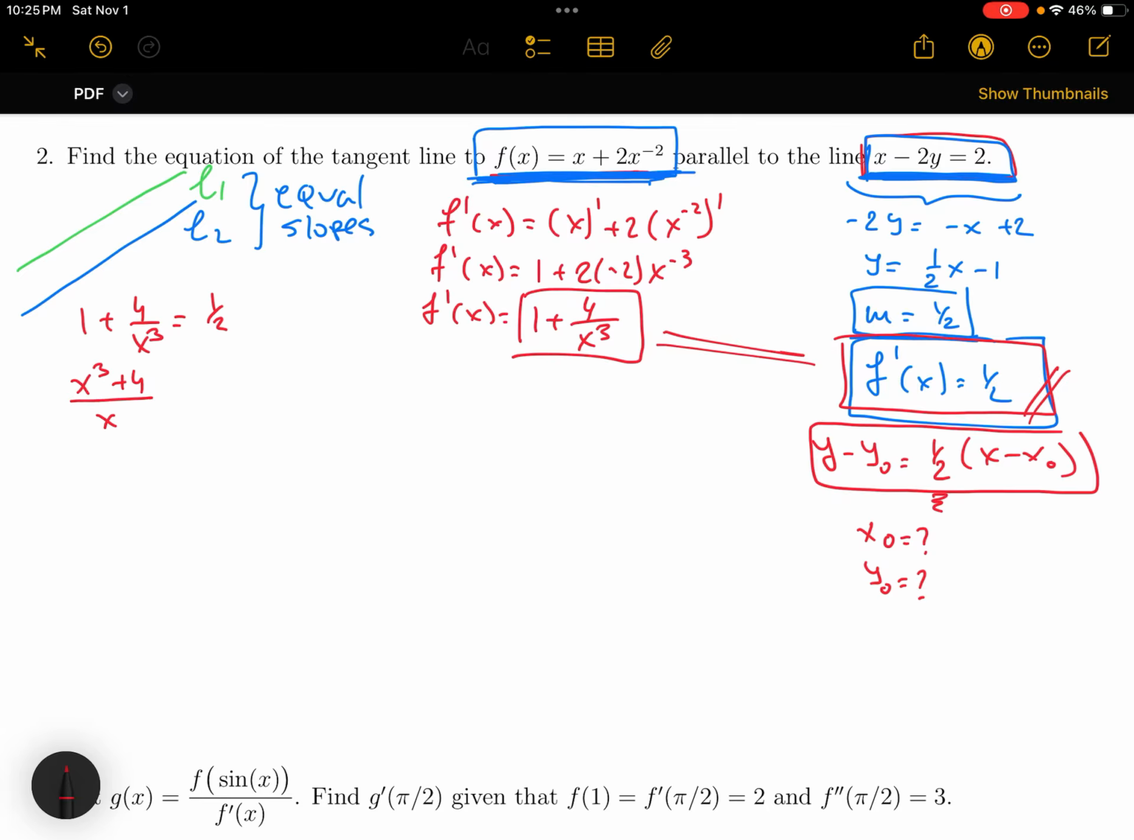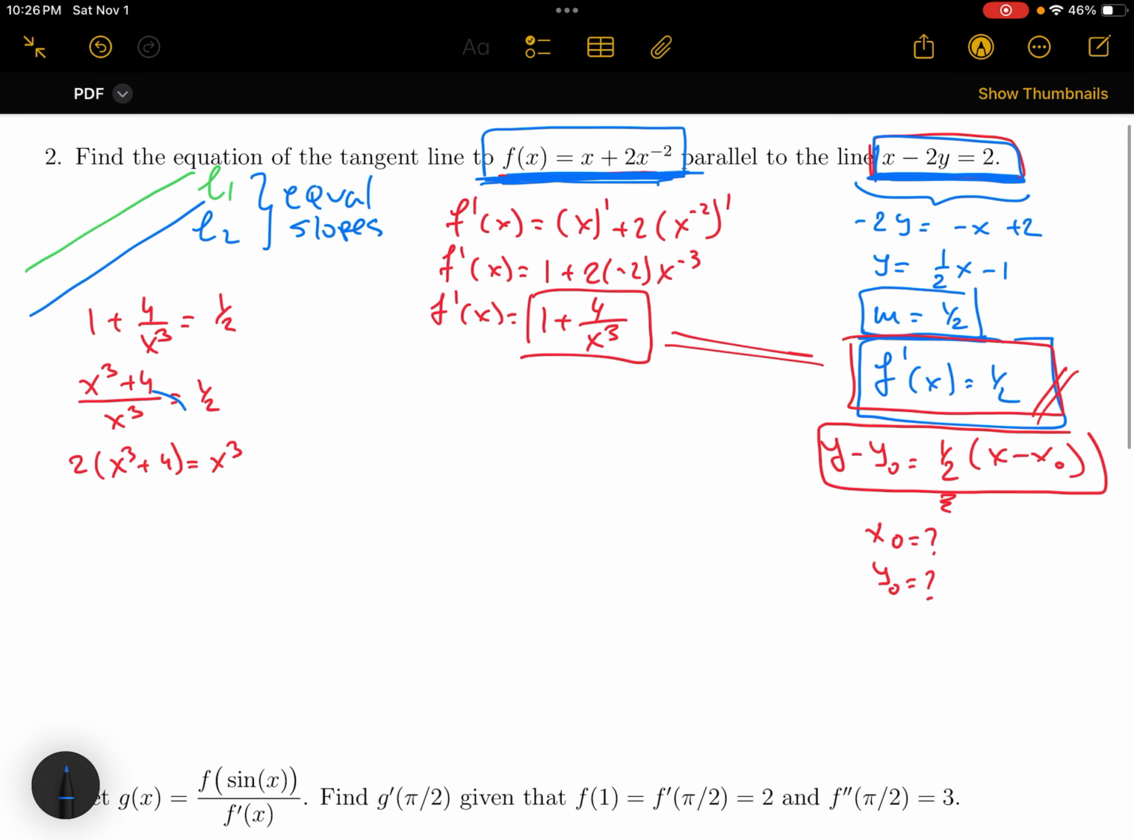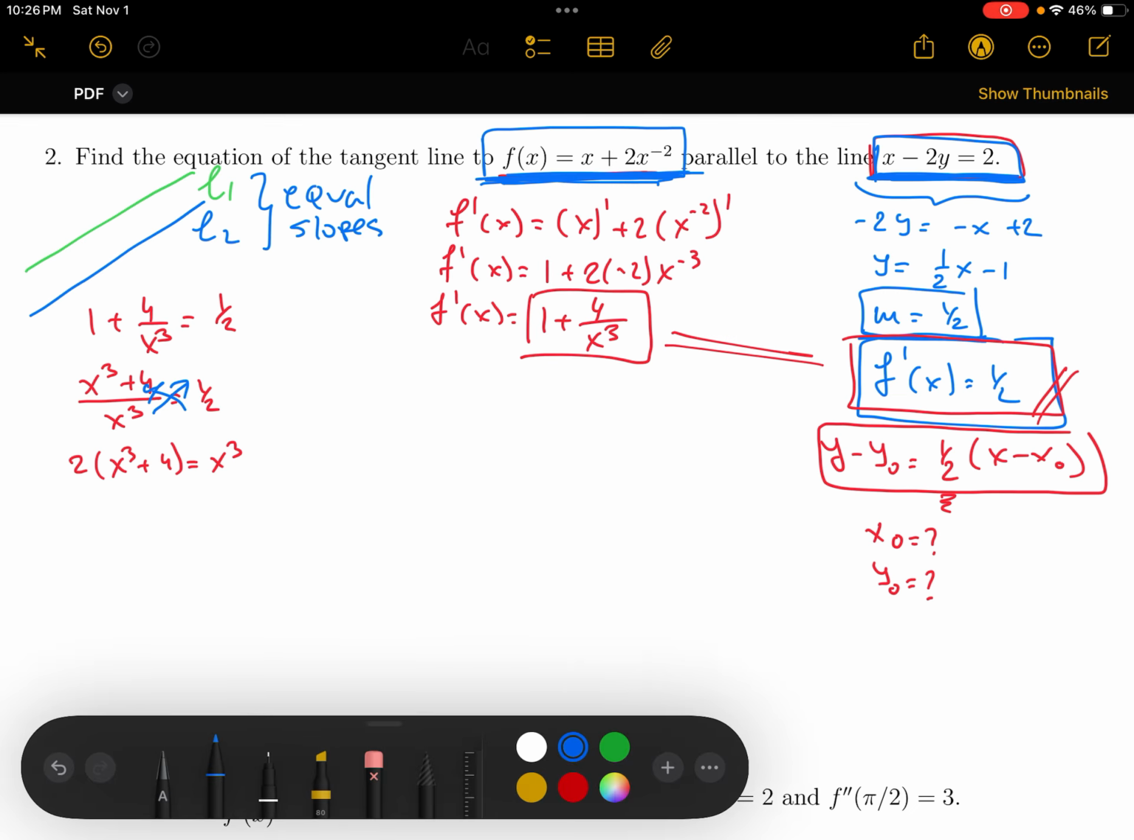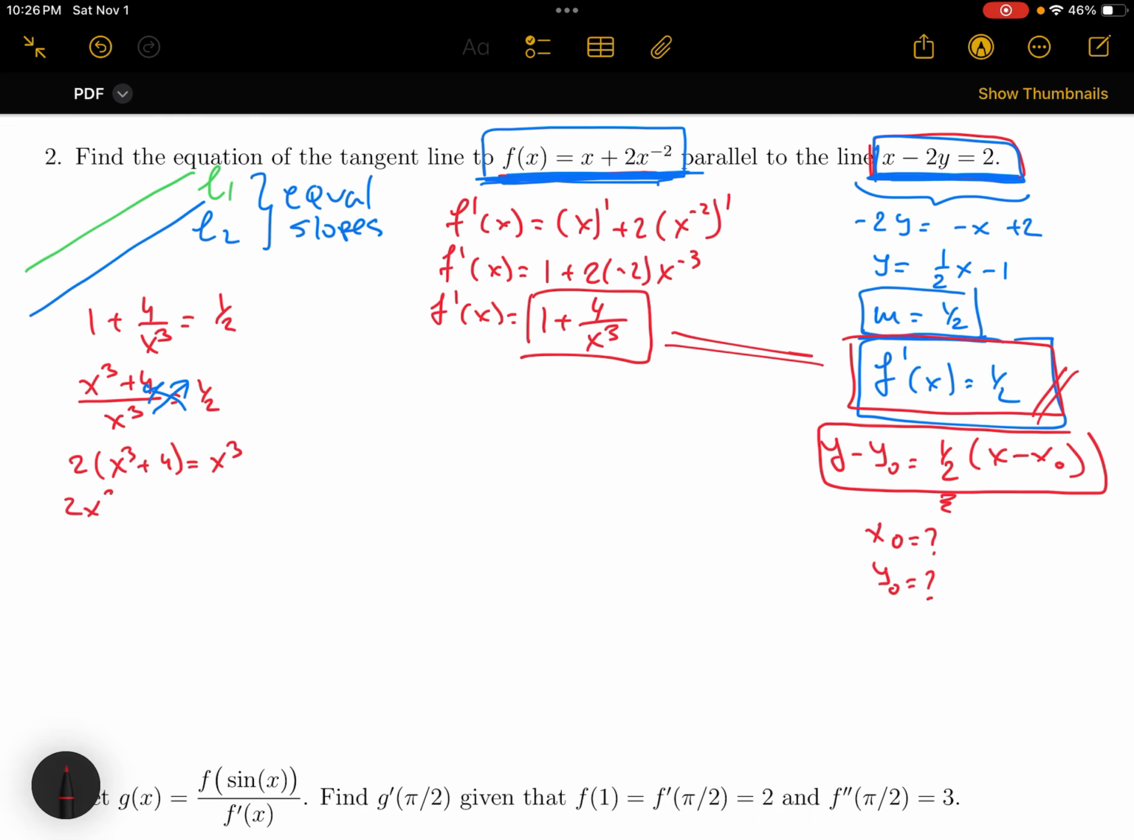(x cubed plus 4) over x cubed is equal to 1/2. Cross multiplication: 2 times (x cubed plus 4) is equal to x cubed, right? So this multiplies by this and this multiplies by this. So 2x cubed plus 8 is equal to x cubed. 2x cubed minus x cubed is equal to negative 8. x cubed is equal to negative 8, or x is equal to the cube root of negative 8, and that's negative 2. So x is equal to negative 2.